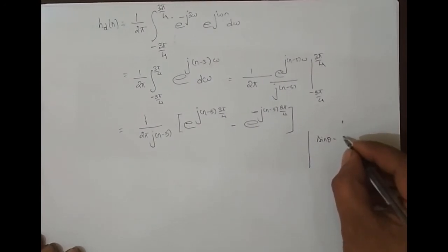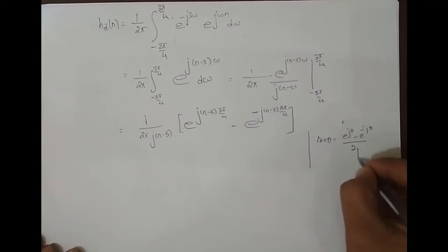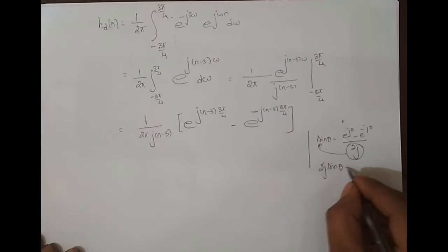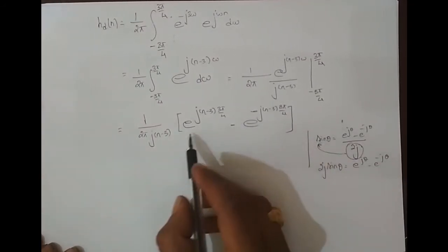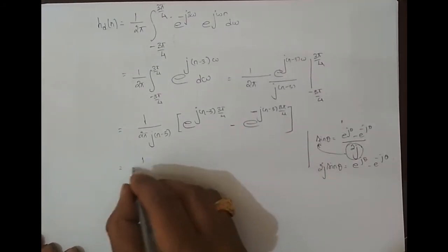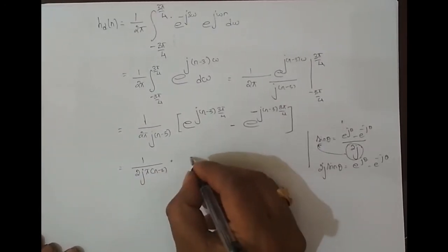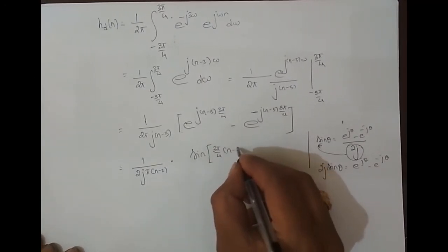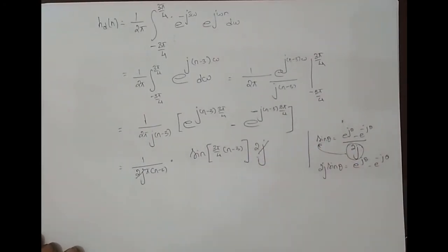So what is sine theta? Sine theta is e power j theta minus e power minus j theta divided by 2j. If I take this 2j to the left hand side, 2j times sine theta is equal to e power j theta minus e power minus j theta. So I can write this as 2j times sine of n minus 3 into 3 pi by 4, right? So it is equal to 1 by 2j pi n minus 3 into sine of 3 pi by 4 into n minus 3 into 2j, right?